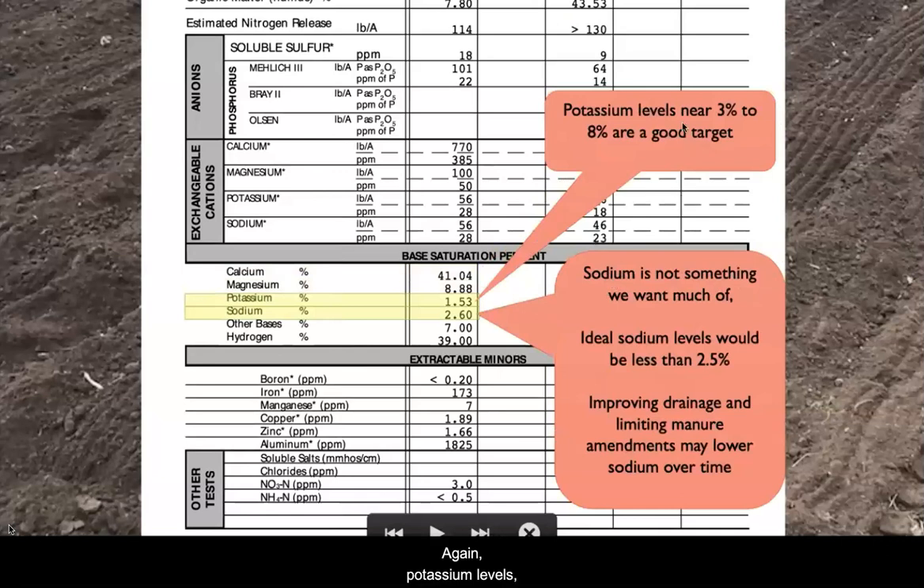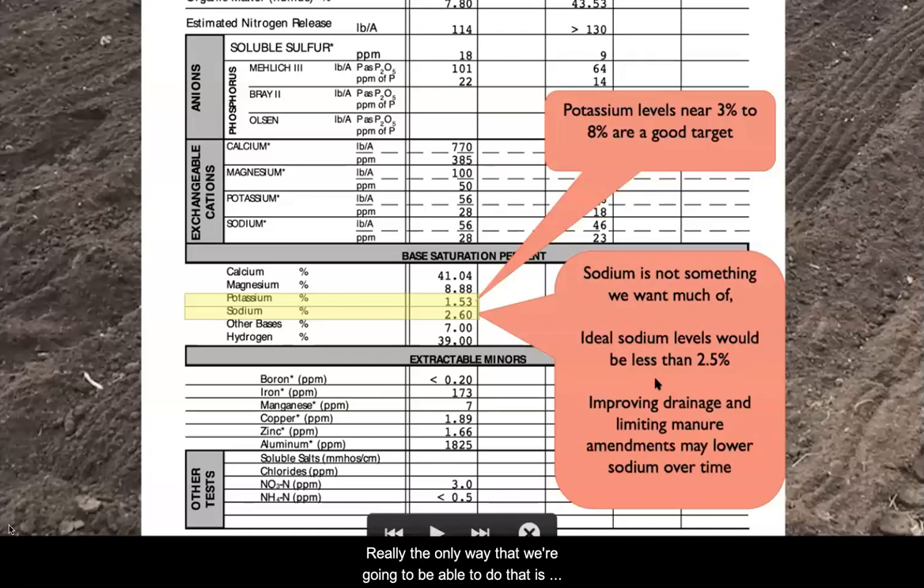Again, potassium levels near 3% to 8% are a good target. They can vary a little bit more widely than that, but you definitely want them above probably about 3%. If you get in that 5 to 8% range, you're doing okay. And then ideally, we want to keep our sodium levels low. You can see here our sodium levels are already at 2.6%. We'd like to try and drop those if possible.